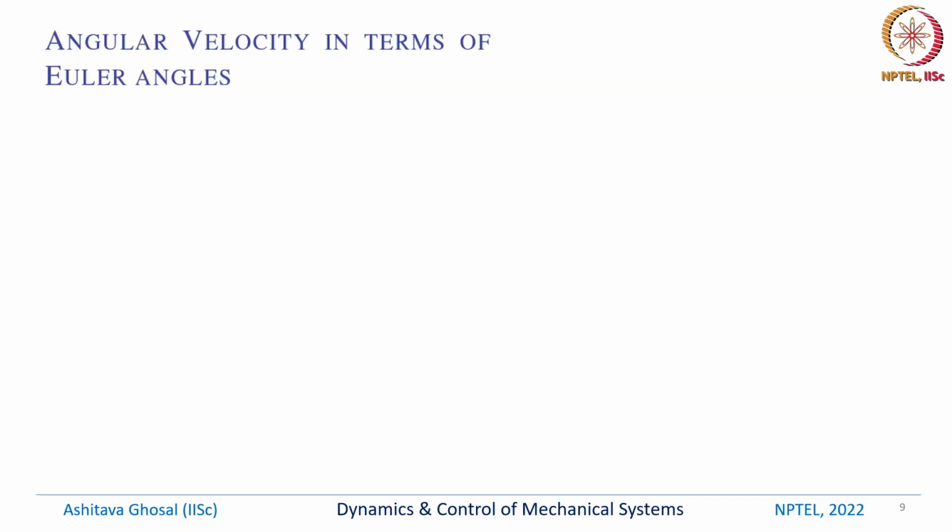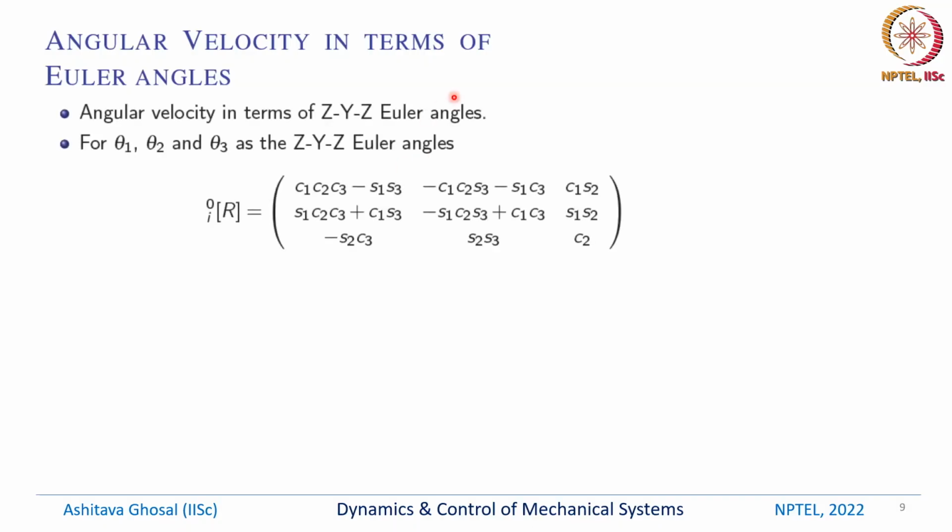So let us continue. If you want to find the angular velocity in terms of some other Euler angles, remember, Euler angles could be about three distinct axes, which I showed you. Last one was about x, y and z. You can also have about two distinct axes, which is, let's say, z, y and z. And again, let's assume that rotation about first z is theta 1, rotation about y is theta 2, rotation about the last z is theta 3.